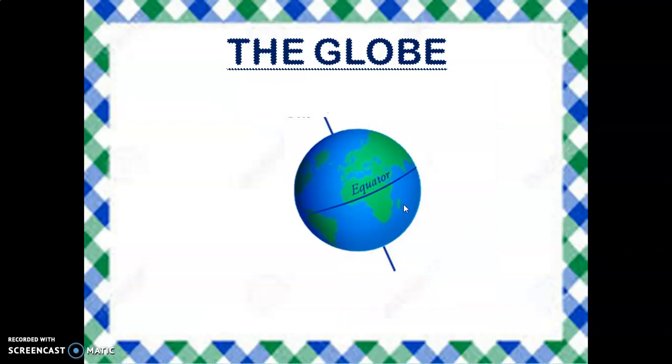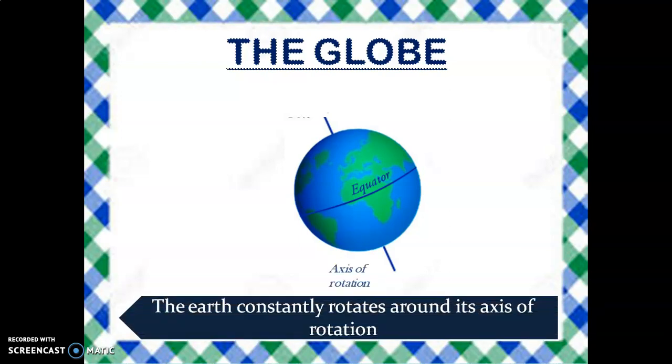Now, let's look at this picture of the globe. Since we cannot see the whole globe at one time, we can turn the globe around to see the other half. It can be turned around a line passing through it, and this line is called axis. The Earth constantly rotates around its axis of rotation.